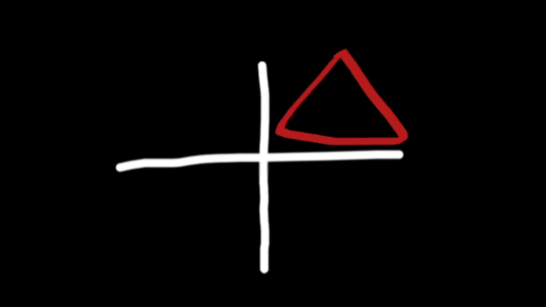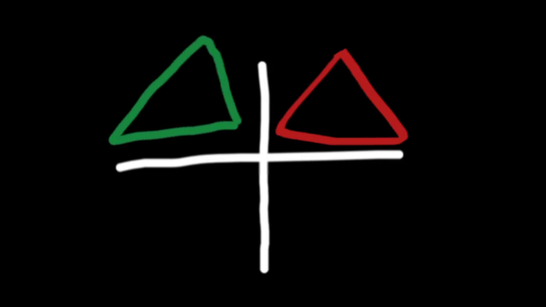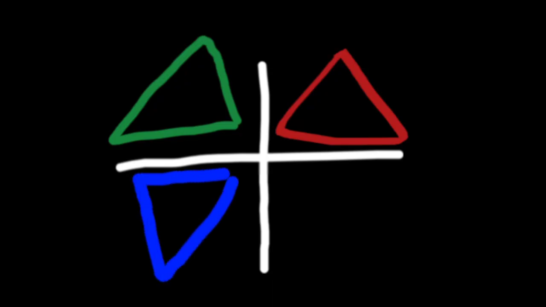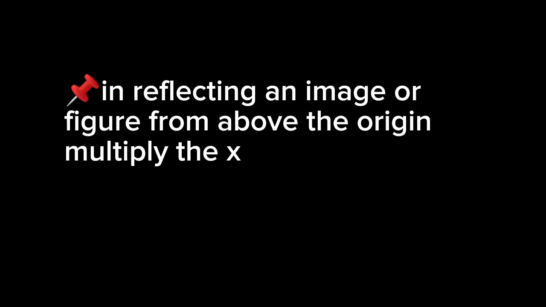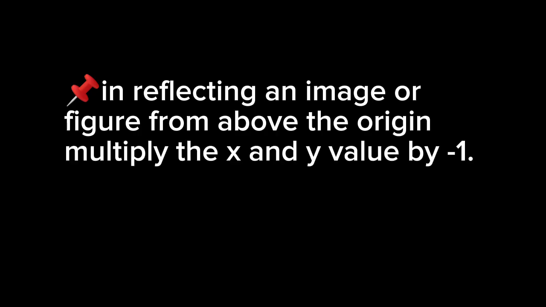So for example, in our figure, if we reflect it over the y-axis, it will look like this. And then if we reflect the green triangle over the x-axis, it's going to look like this. So from red to blue, that is the reflection over the origin, and vice versa. Note, when you reflect a figure over the origin, you need to multiply the x and y values by -1.